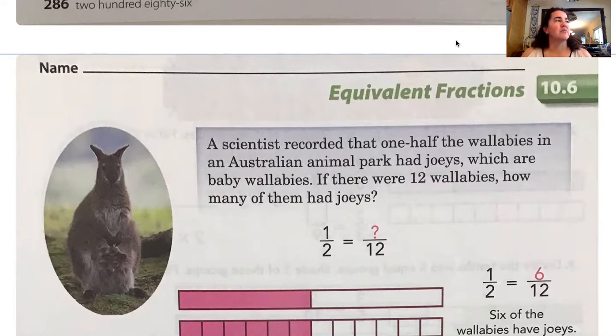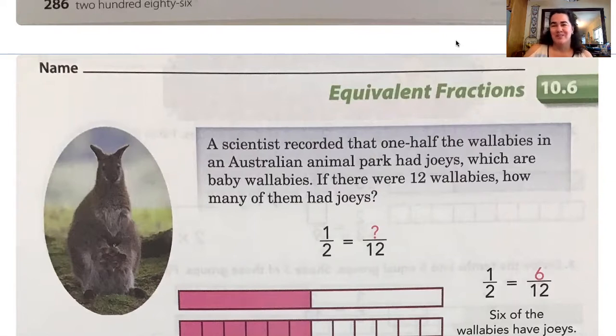Equivalent fractions. Read with me the blue square on the page. A scientist recorded that 1/2 of the wallabies in an Australian animal park had joeys, which are baby wallabies. If there were 12 wallabies, how many of them had joeys?